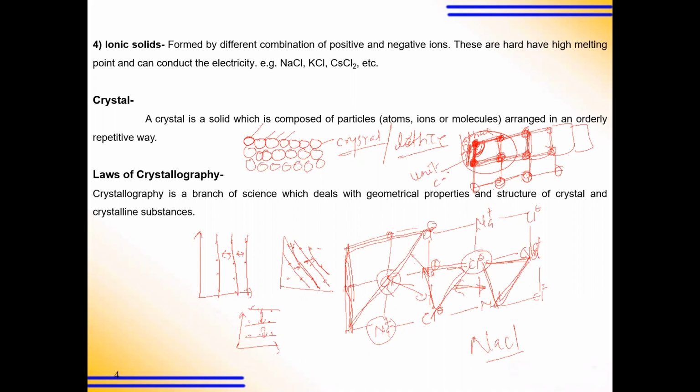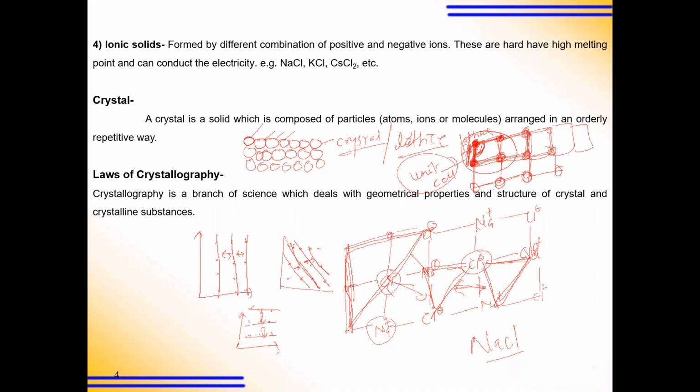Each unit cell is repeatedly arranged in a regular manner, which when repeated in three-dimensional space results in a crystal. If we put all these units together, we call it a crystal. So the unit cell is the smallest sample that represents the entire picture of the crystal.